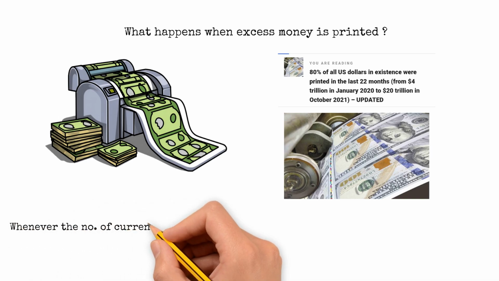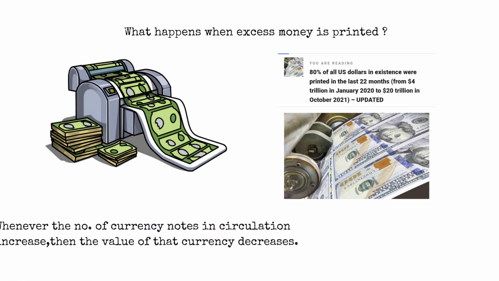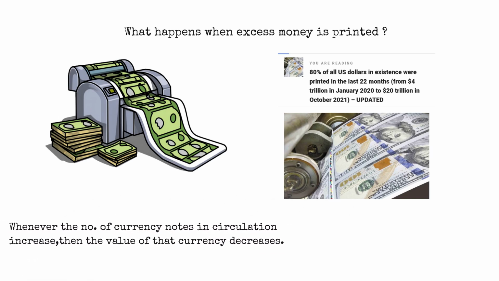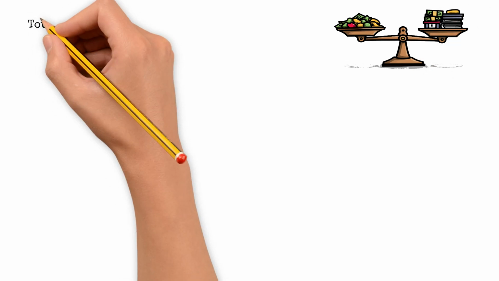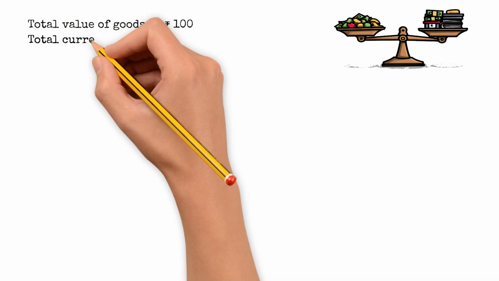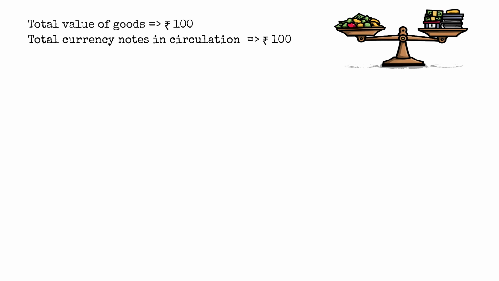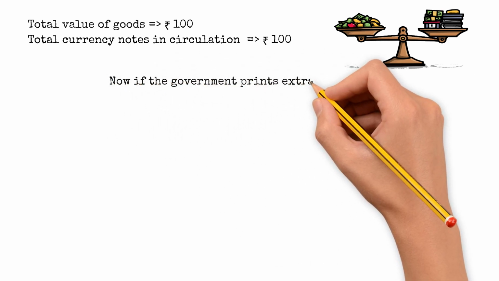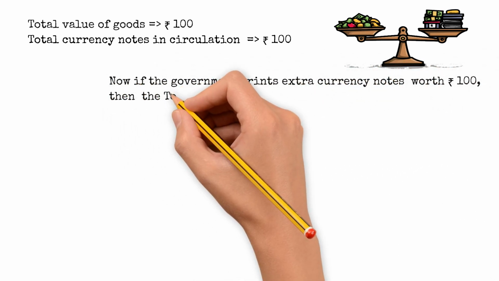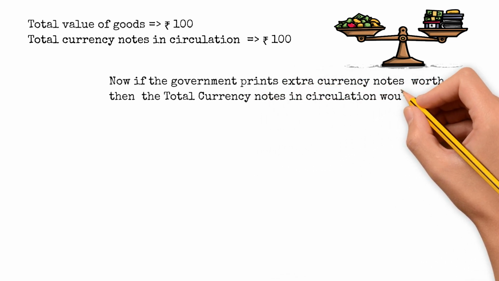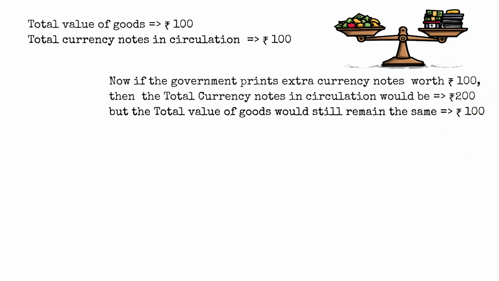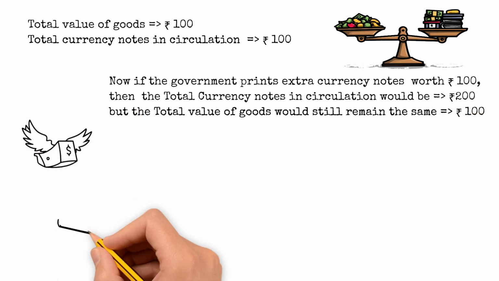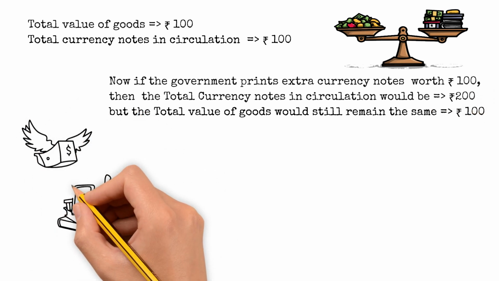Whenever the government prints extra money, the value of that particular currency goes down. So how exactly does it happen? Suppose a particular country has 100 rupees worth of goods and 100 rupees worth of currency notes in circulation. Now if the government decides to print more 100 rupees notes, and when these currency notes come into circulation, the total paper currency notes in circulation would be 200 rupees, but the resources that the country has will still be 100 rupees worth.